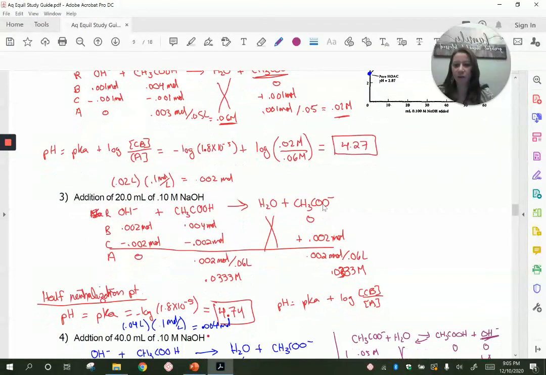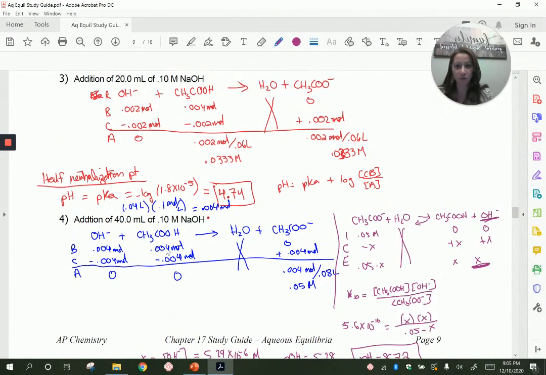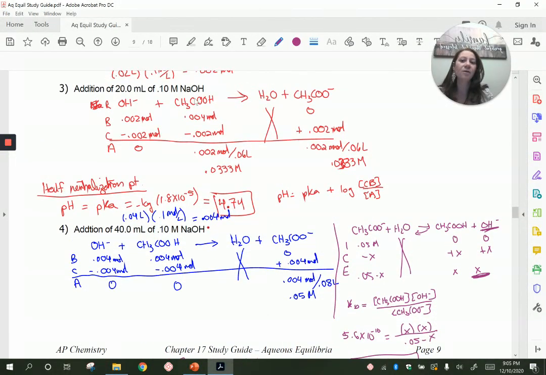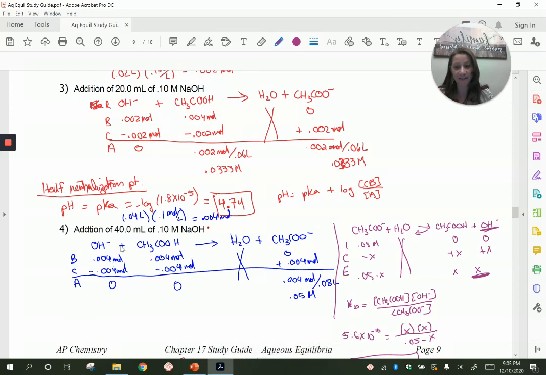Real quick, I want to point out the difference between half the neutralization point versus the equivalence point, what's equal here. So at half the neutralization point, your weak acid and its conjugate are equal to each other. At the equivalence point, your acid and your base, like your reactants, are what are equal to each other.